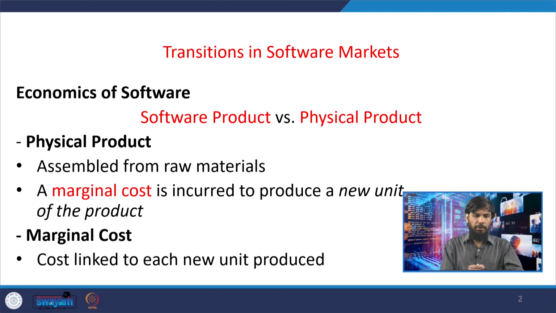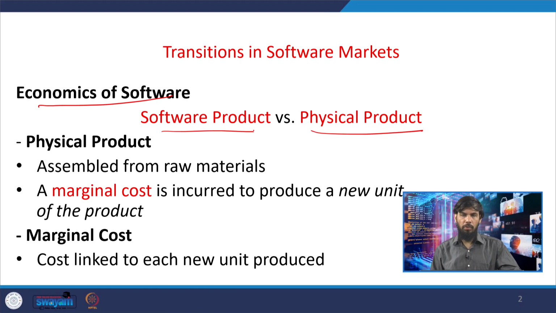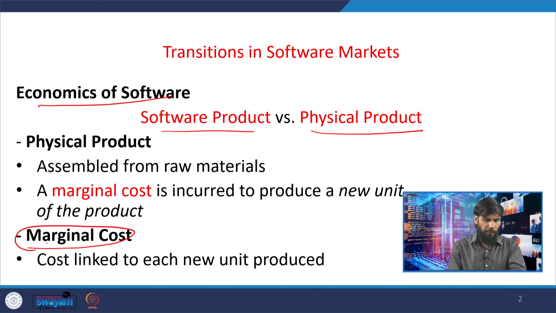So, first we will talk about the economics of software, right. Now, economics of software is significantly different from traditional products or physical products, right. So, we will do a bit of comparison between software product versus physical product, and this comparison would be focused on this important aspect of economics, that is marginal cost, right.